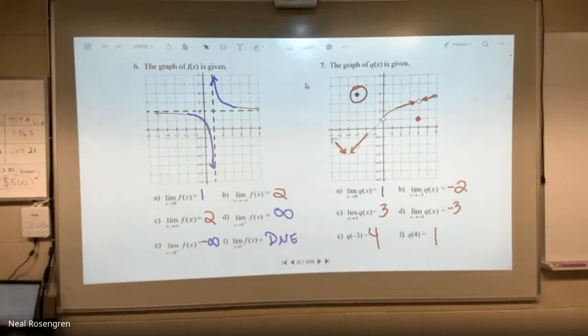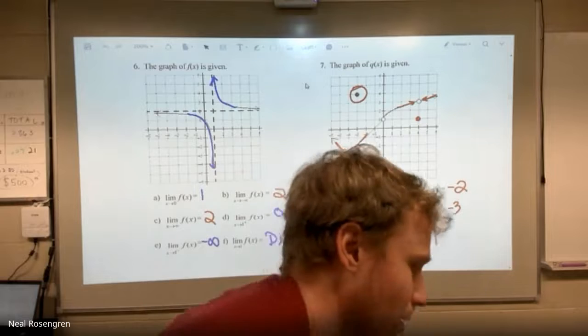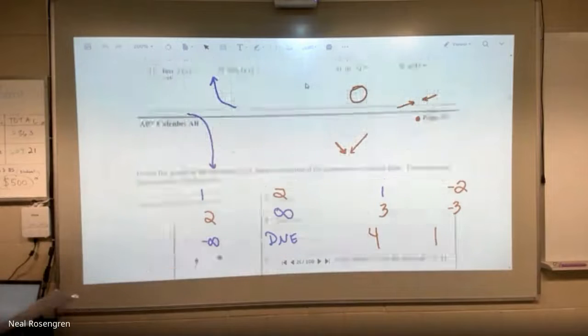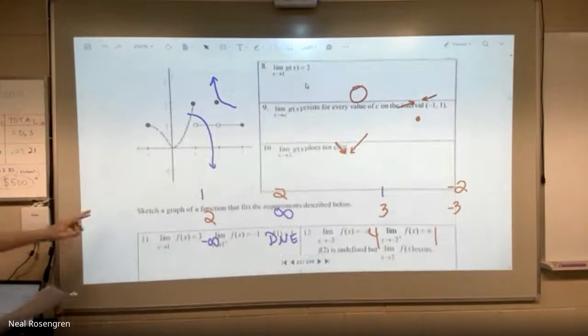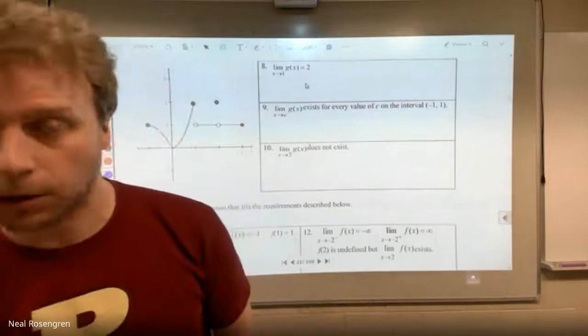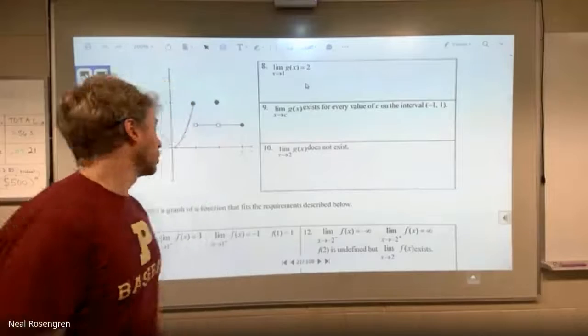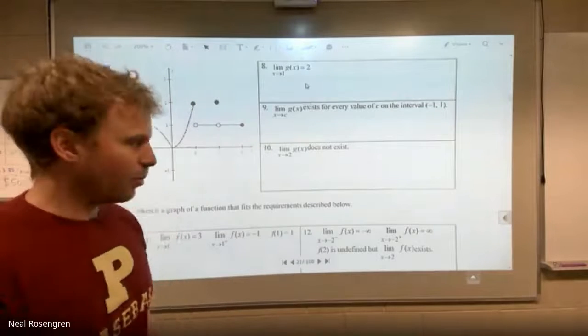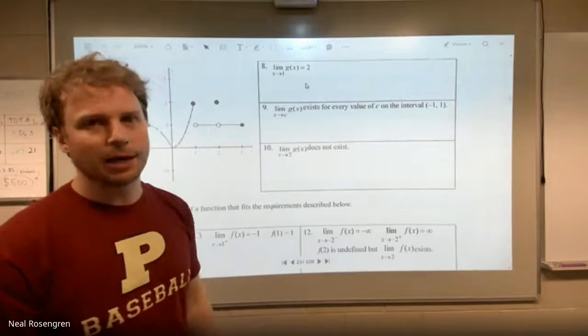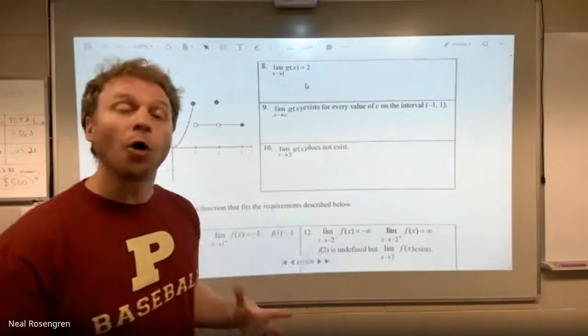Rosie, how would number 9 work with the interval? Okay, so the thing about 9 is we're trying to figure out, between -1 and 1, does the limit exist for every single number? So does it work for -0.9 and -0.8 and 0 and 1/3 and 5/7 and 0.9999999, all that stuff?